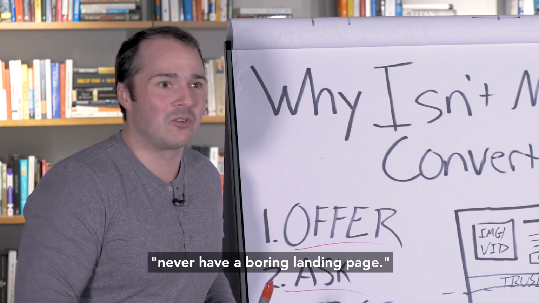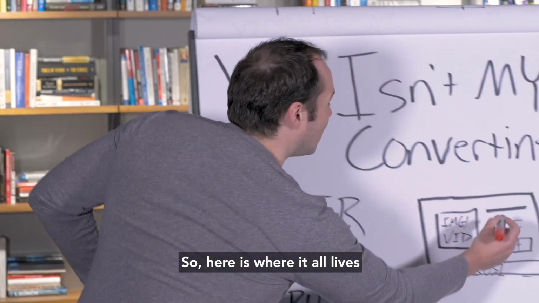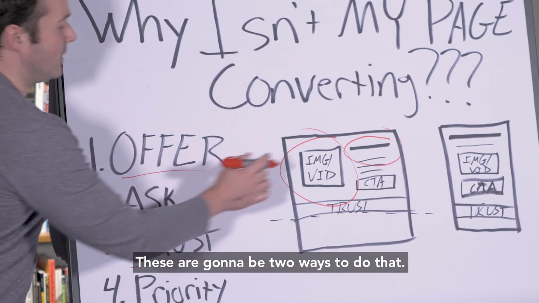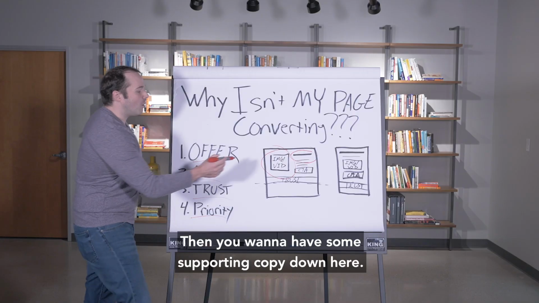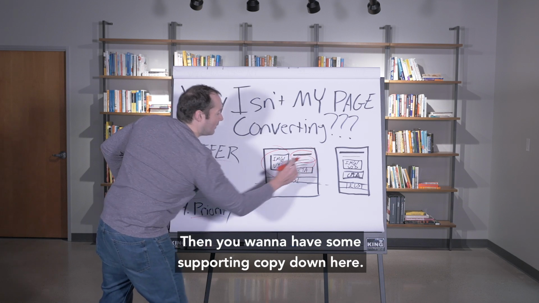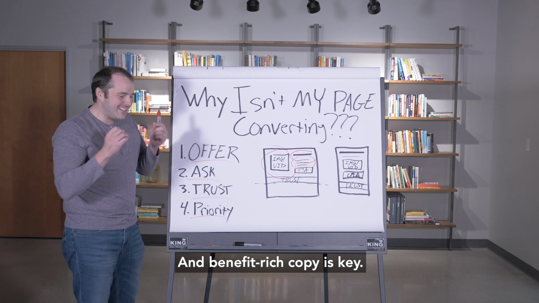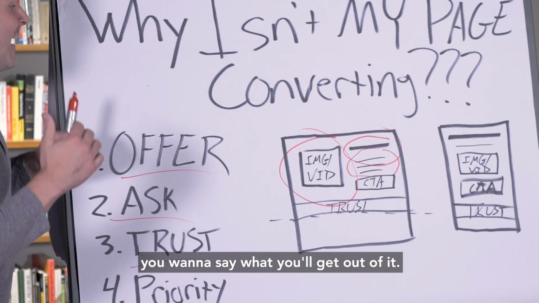We're not gonna be like, hey, never have a boring landing page. We're just not gonna do that, right? So here is where it all lives between articulating your offer. These are gonna be 2 ways to do that, one with words and one with visuals. Then you wanna have some supporting copy down here. That's going to be like, here's why you want this. And benefit-rich copy is key. You don't want to just say, hey, this is what this is. You want to say what you'll get out of it.